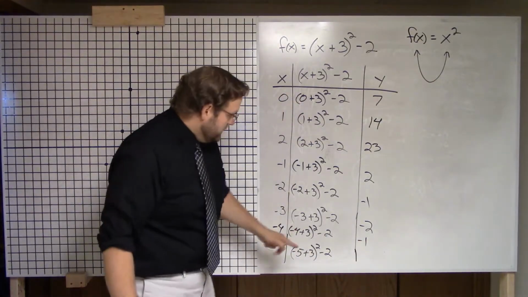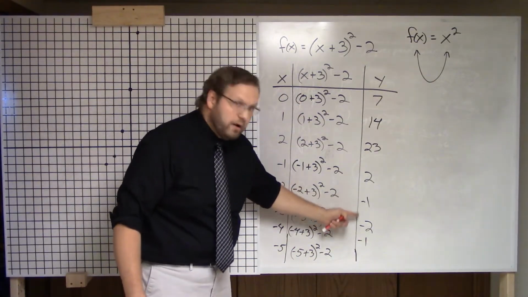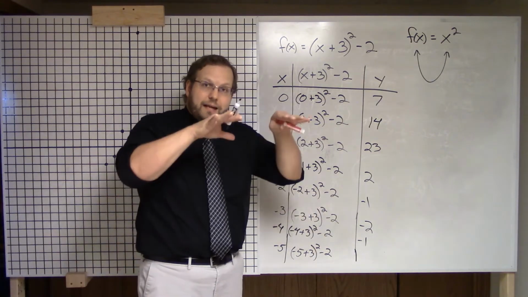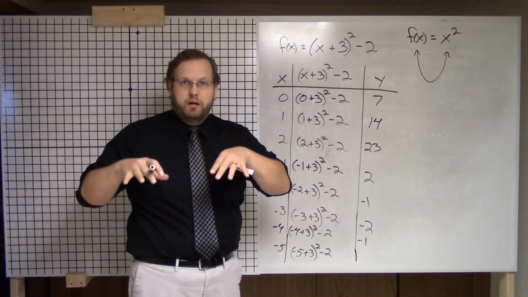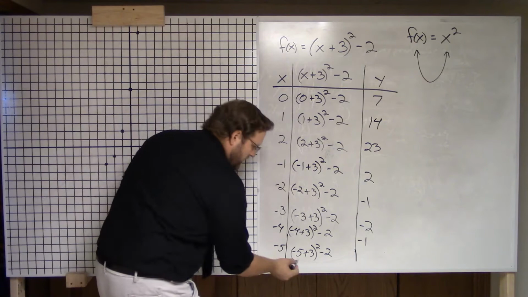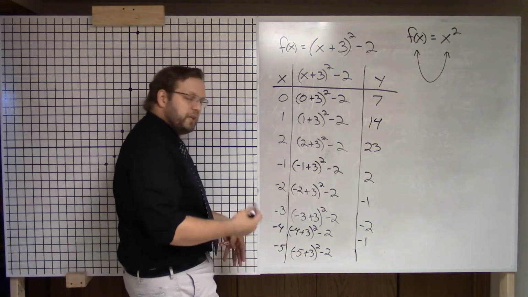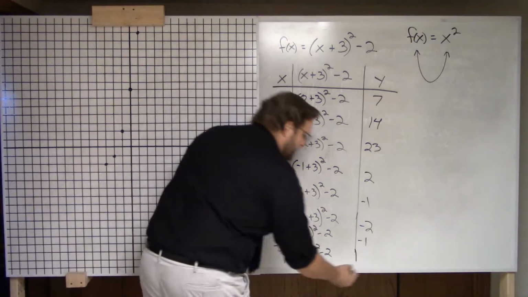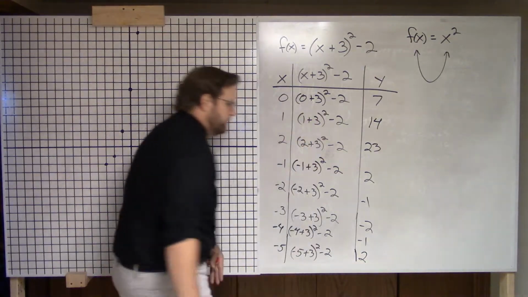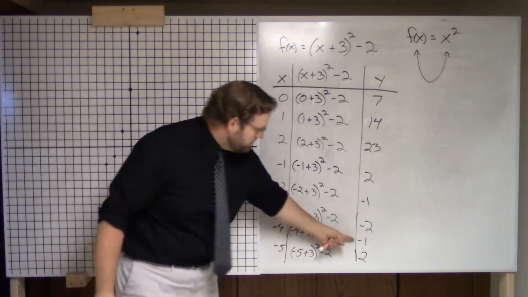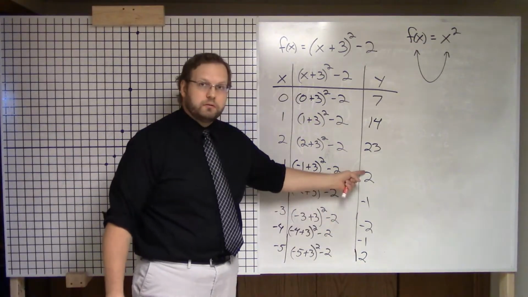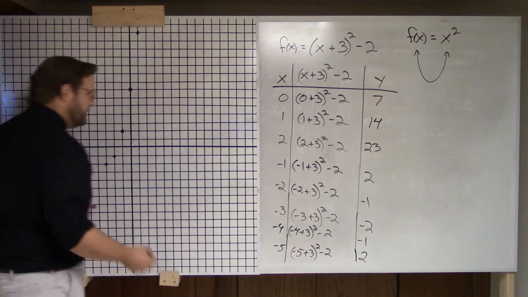Now, do you notice I already have that y value? Okay, that is going to show a bounce back up. Let's do one more though, just to make sure. -5 plus 3 is -2. -2 squared is 4. 4 minus 2 is 2. Okay, so notice we repeat here, we repeat here. Okay, that's a good sign. Let's see how that looks on the graph though.